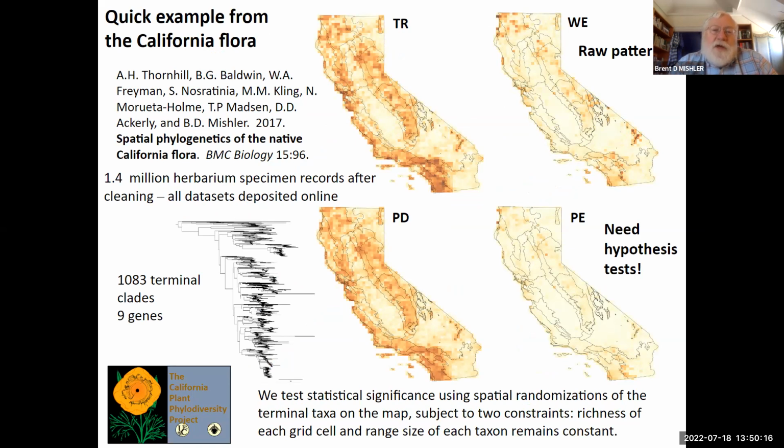But these are basically the raw patterns. On the upper two panels are raw patterns of species richness and endemism. And then on the lower two panels are the phylogenetic diversity and the phylogenetic endemism mapped. Particularly TR, which is taxon richness, and PD are quite similar. So you need to have a randomization test. You need to find places where the correlation between taxon richness and PD is different than expected. So just to show you what these results look like, next slide.